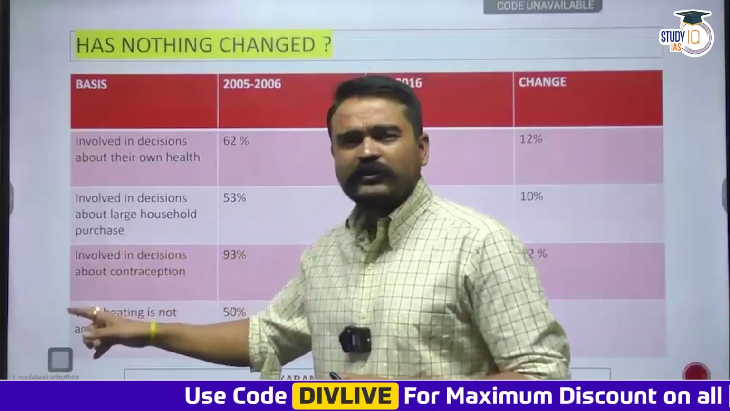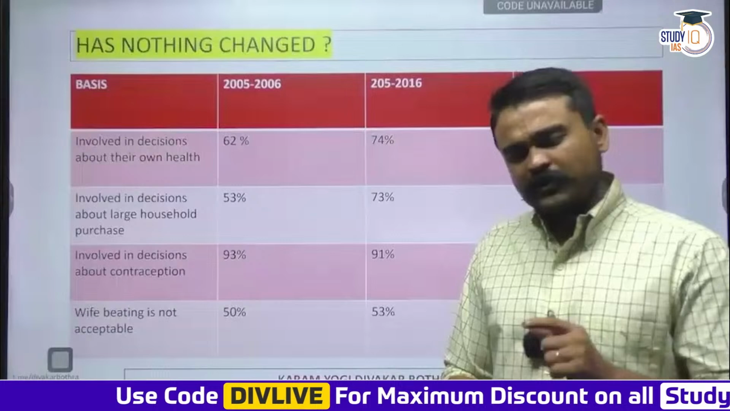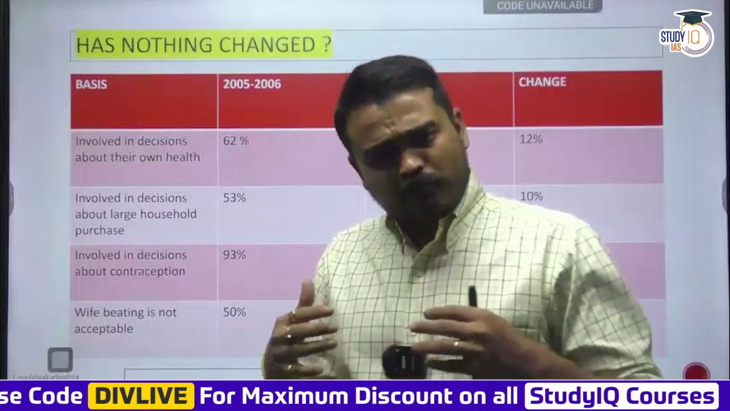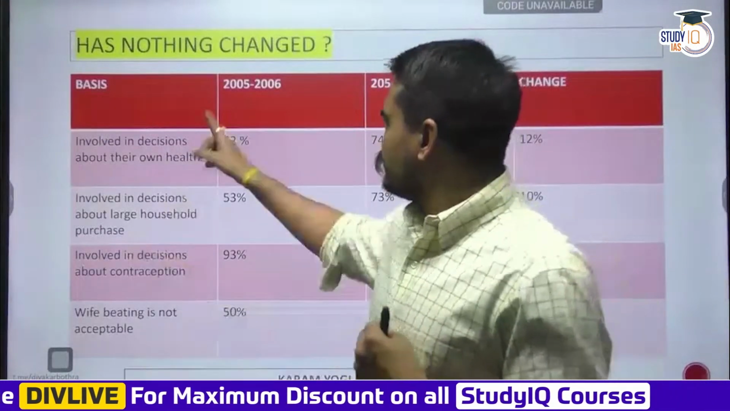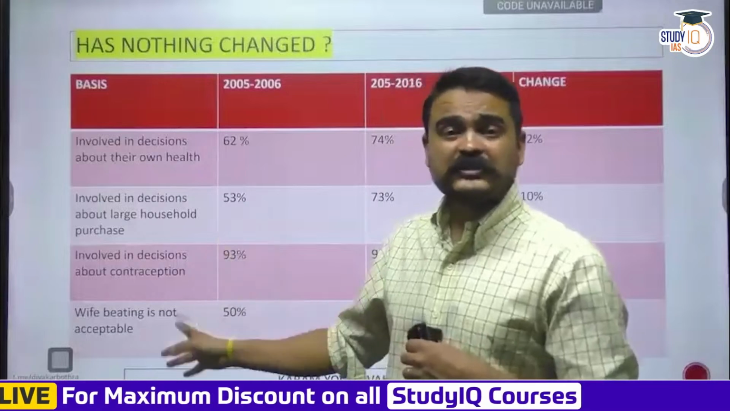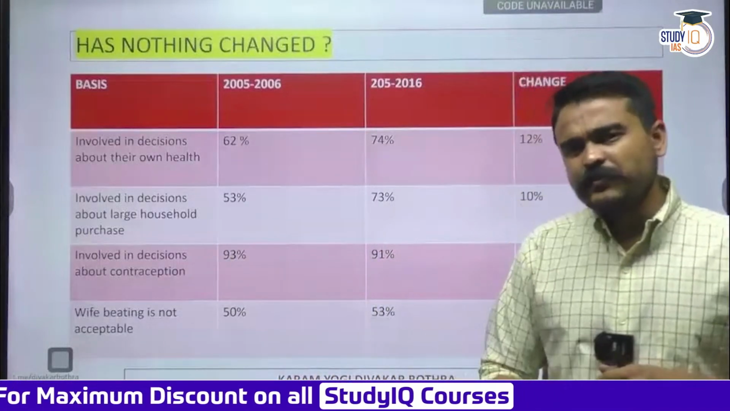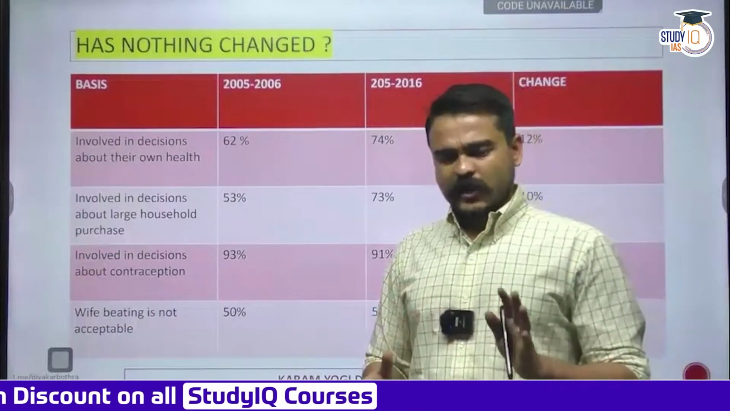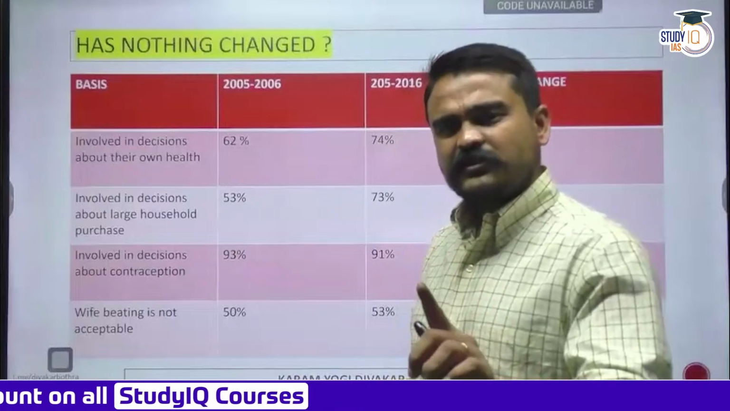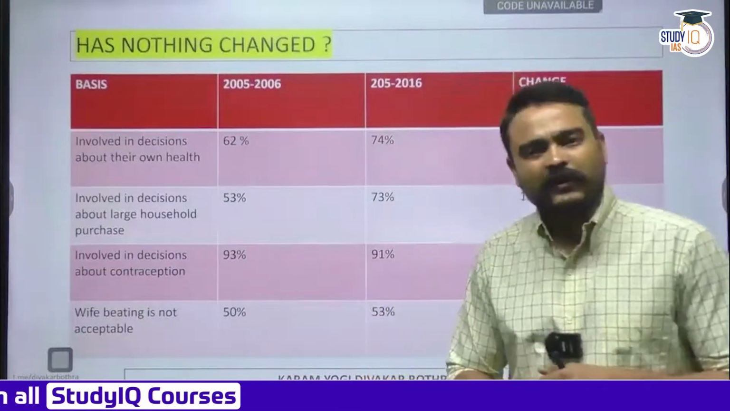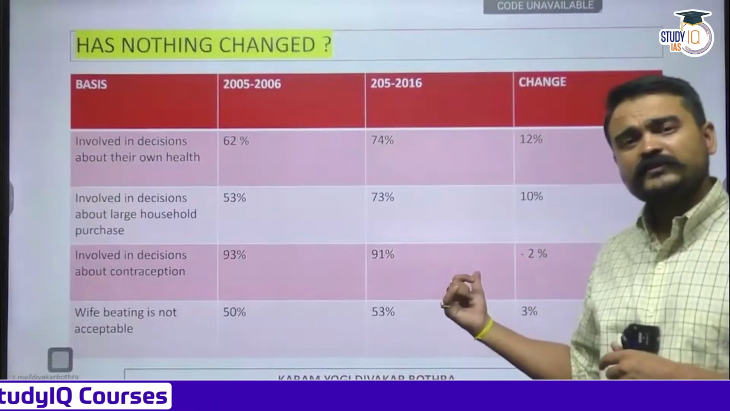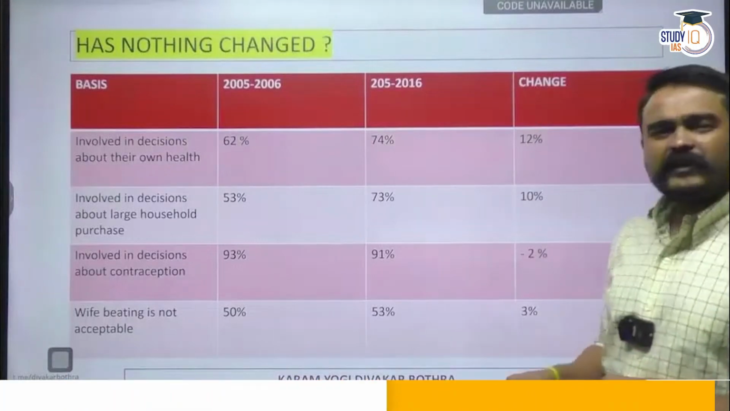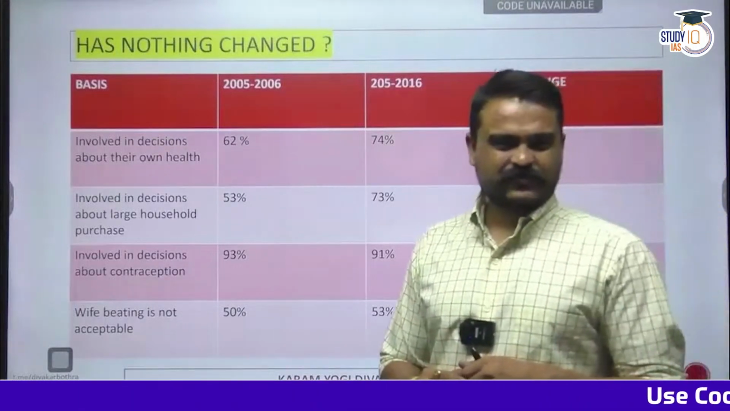How many women are involved in decisions about contraceptives? Whether contraceptives should be used or not in their sexual or married life, are women's decisions taken into account? In 2005-06, it was 93%. 93% of women surveyed said yes, they have a choice. It's their decision, which would be respected by a respectful partner. In 2015-16, it came to 91%. But again, this 2% decrease is very small.